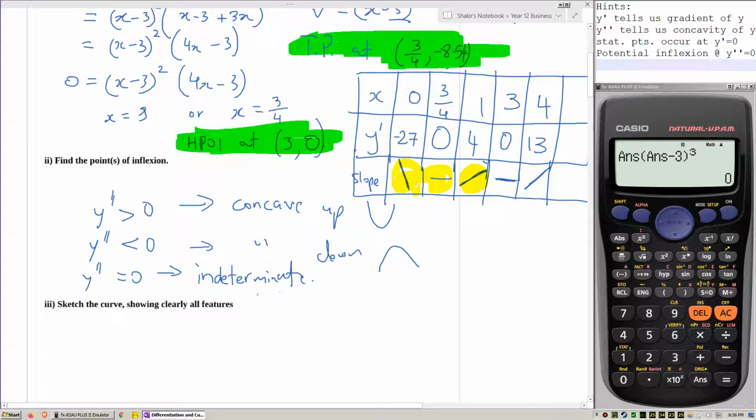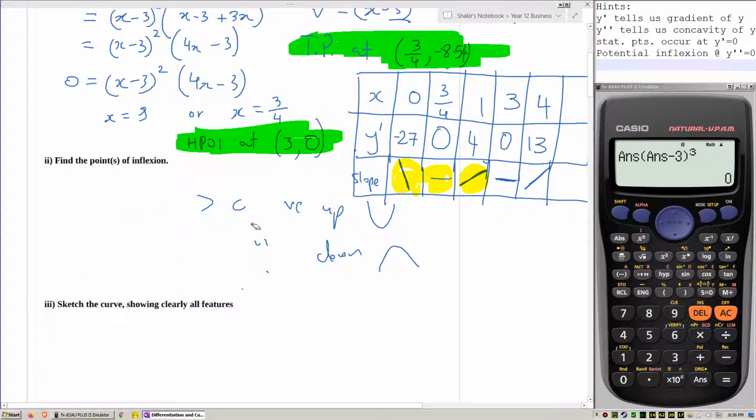We are not sure. It is inconclusive. Okay, very important. Inconclusive. When y double dash is equal to 0, we're not really sure what's going on there. So the concavity is not going to be concave up or concave down. We'll do more work on this in a second. But just the first two, make sure you understand them. When y double dash is more than 0, concave up. When y double dash is less than 0, if it's negative, concave down.